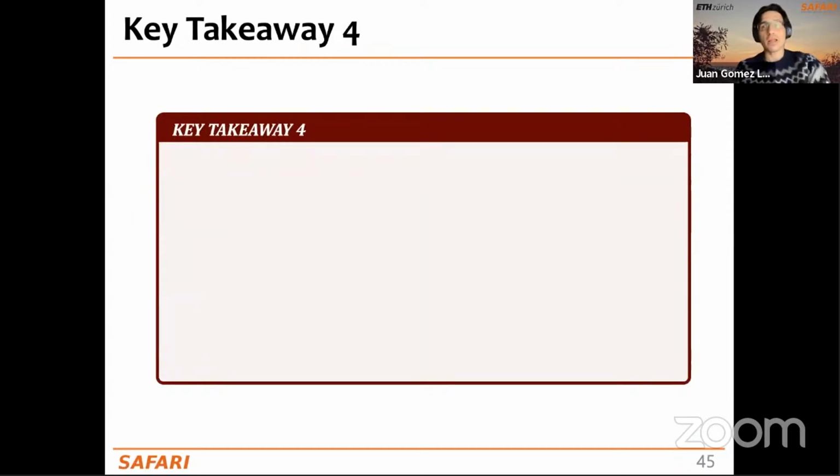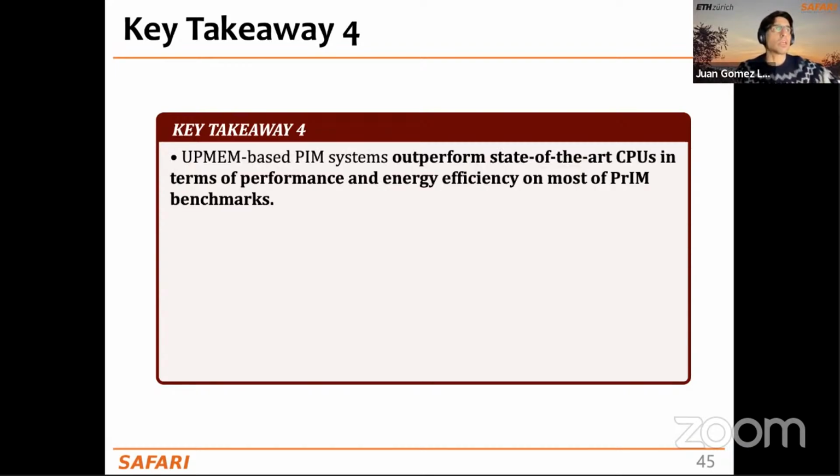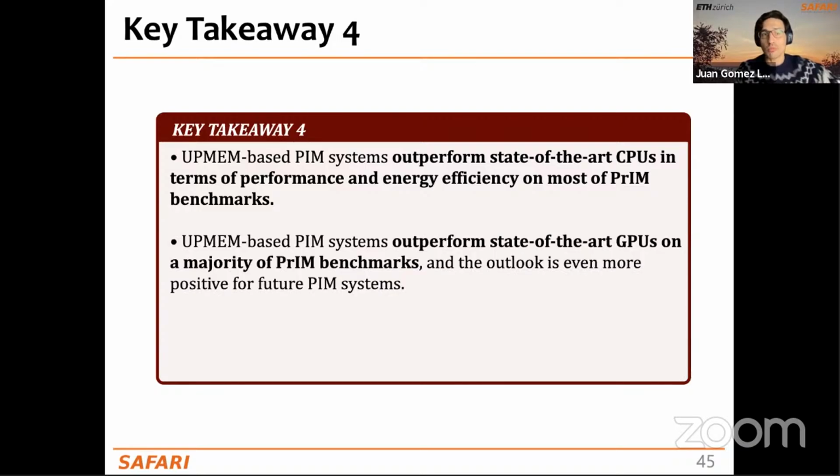And as the final key takeaway, just to wrap up here, remember that UPMEM-based PIM systems have shown to outperform state-of-the-art CPUs in terms of performance and energy efficiency on most of the PRIM benchmarks. We have also seen that the UPMEM-based PIM system outperformed the state-of-the-art GPUs on a majority of PRIM benchmarks, and the outlook is even more positive for future PIM systems, as we can expect.